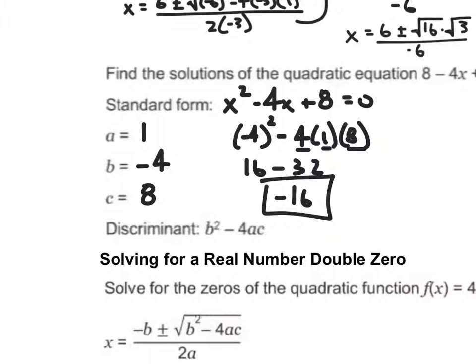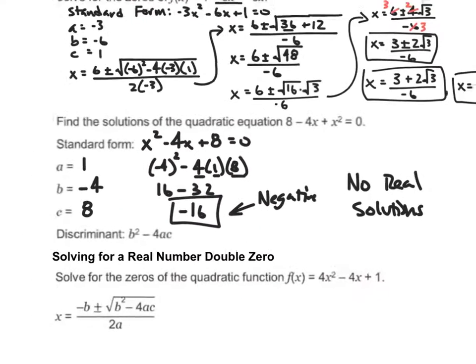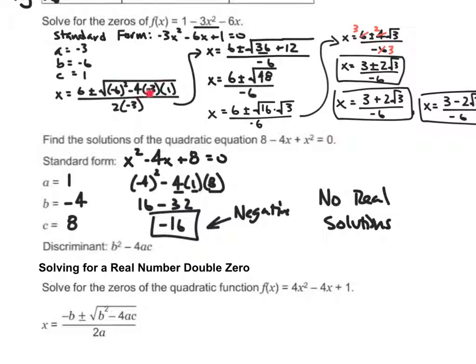Because the discriminant is negative, we can automatically say that there are no real solutions, okay? Now, with this one, you would want to plug it into the quadratic formula to determine that, but this is the value that we get, okay? So that's what we got.